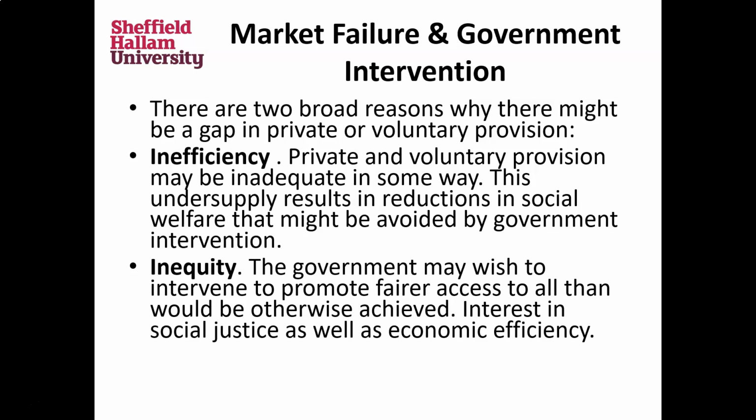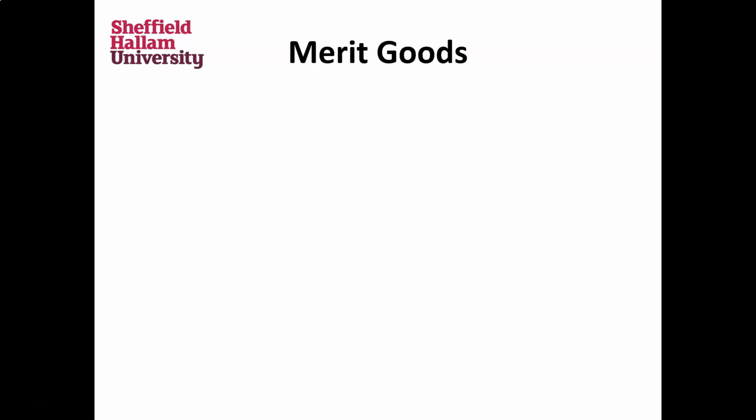The other argument is inequity, and inequity really means fair access, and a lot of this is to do with ability to pay, right? And the government might wish to intervene to promote fairer access to all than would otherwise be achieved if it was left to the market, right? And this is an interest in social justice as well as economic efficiency. So this is about making sure that people on lower incomes who may not be able to afford to participate can benefit from cheap and accessible sports services in order to be able to participate, in order to be able to have the personal benefits and also the wider social externalities.